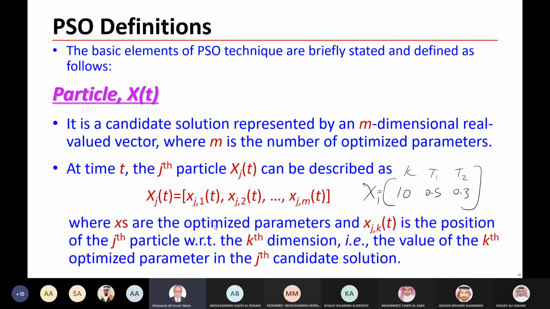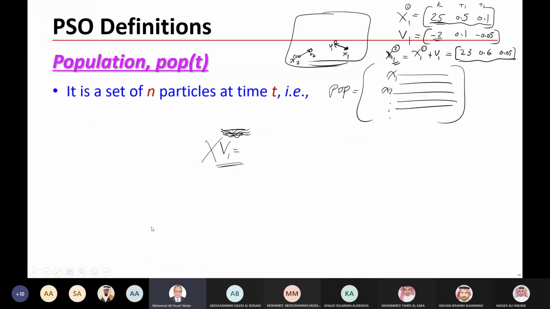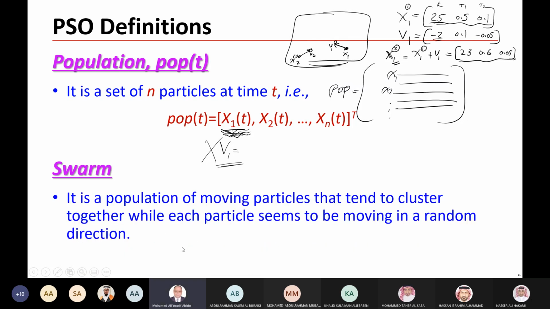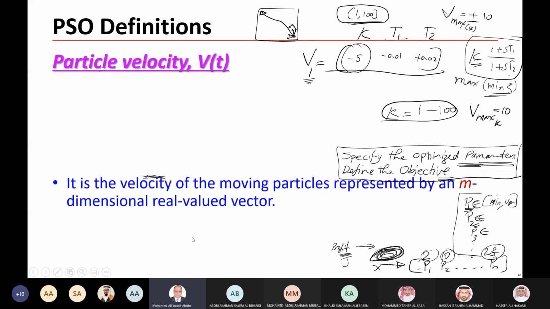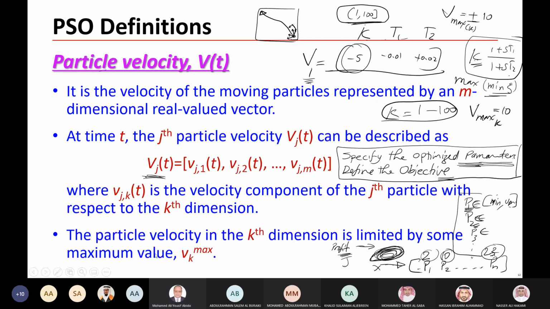A particle is a solution, and it is a vector with m dimensions, where m is the number of optimized parameters. So we covered all this. Population is the number of particles together, and this is also called the swarm or population. We covered this. Particle velocity, and again particle velocity is an m-dimensional vector, real valued, as we mentioned.